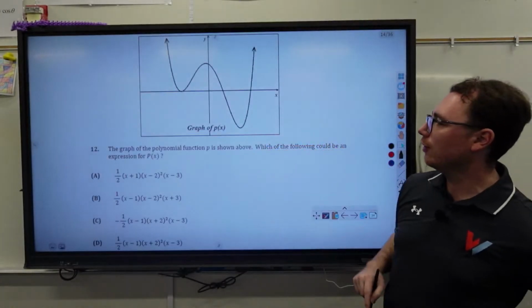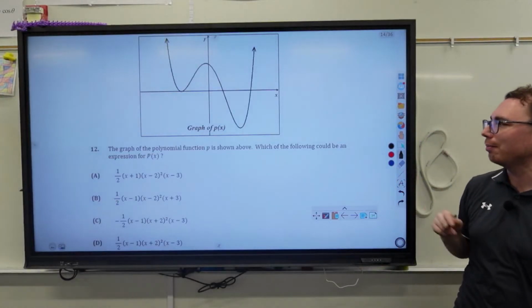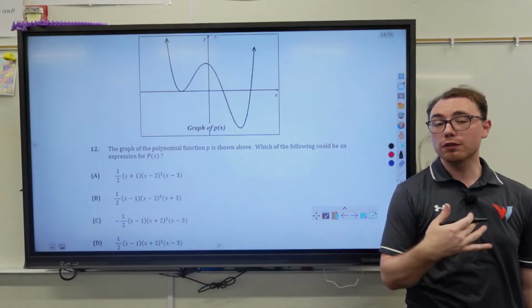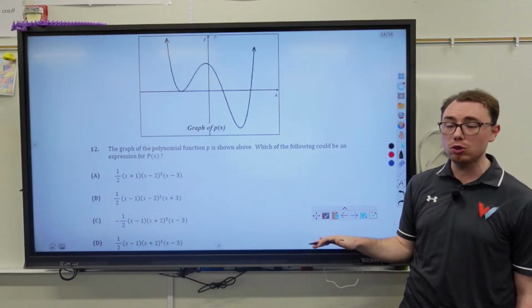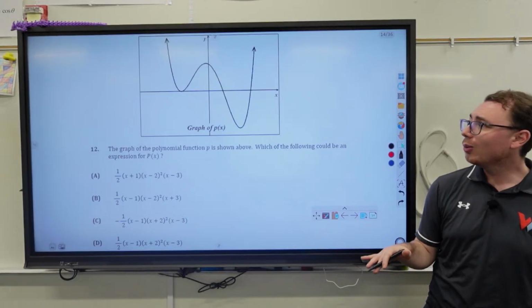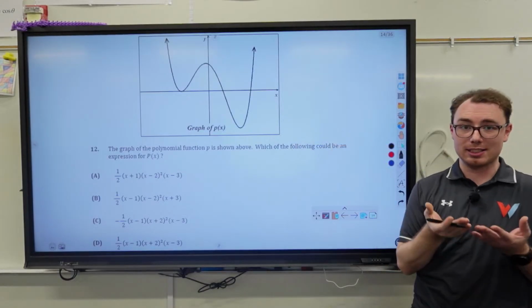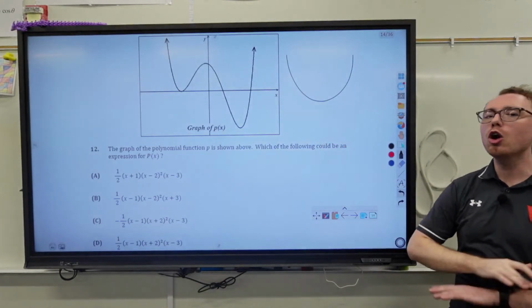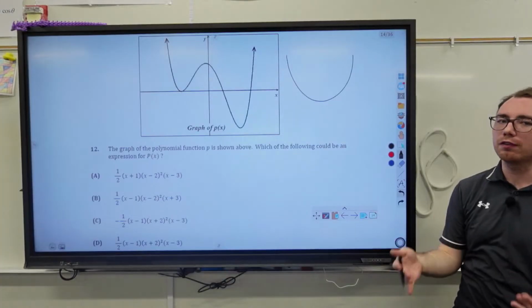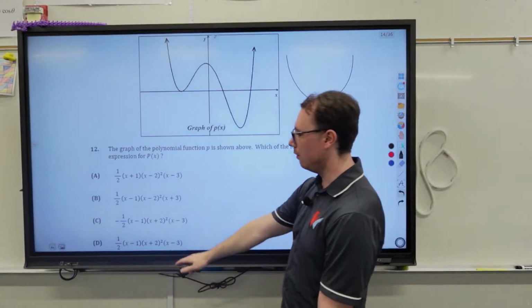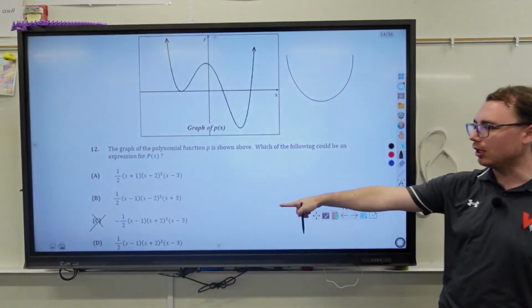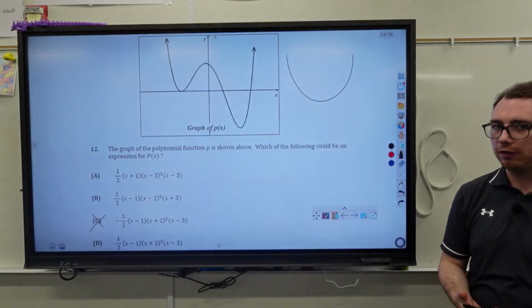For this problem, we're taking a look at 12. The graph of this polynomial function p is shown above. Which of the following could be an expression for p? For this, we want to try and get rid of two answer choices right off the bat. Since this graph is a smiley face of some kind, meaning that it's concave up, we know we're not going to have a negative in front of our leading coefficient. So we can get rid of choice C right off the bat, because it has that negative number at the very beginning.